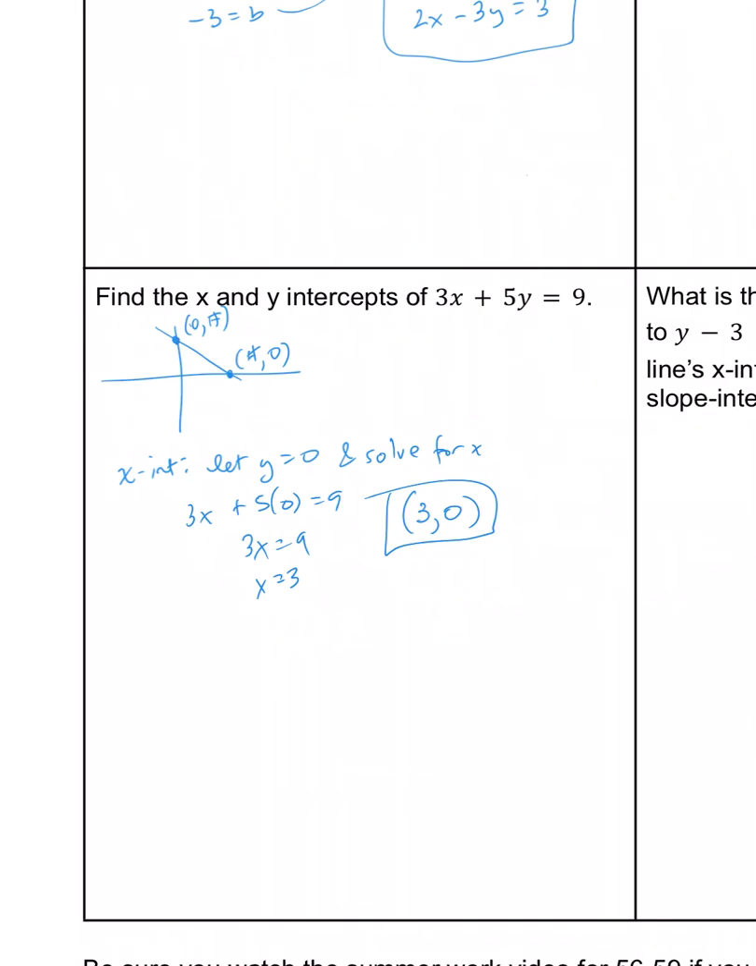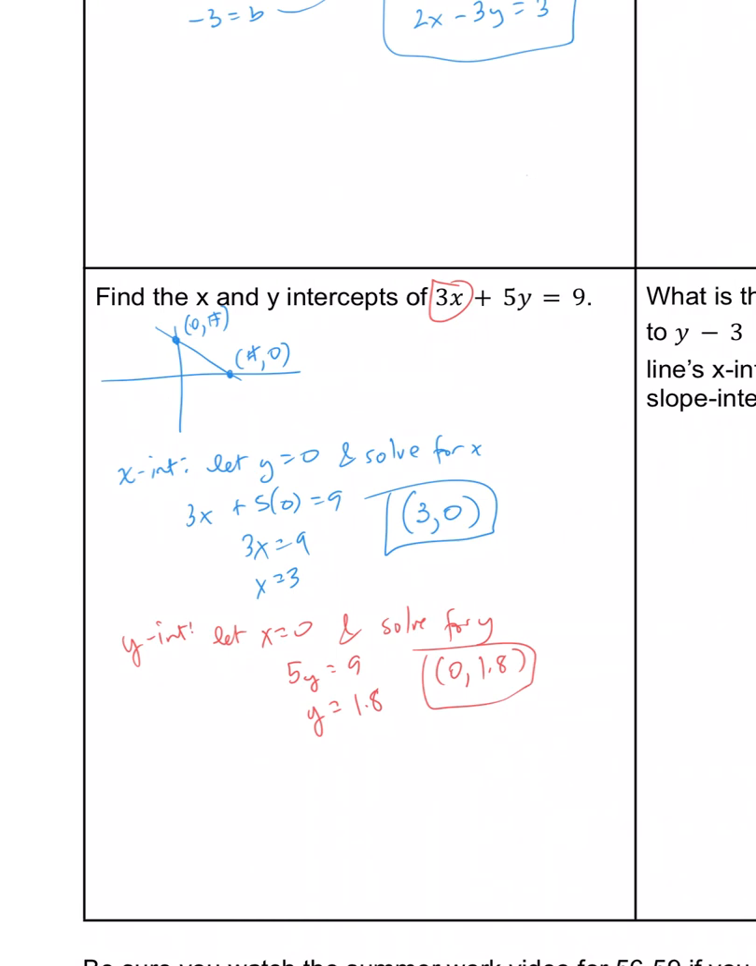Now, I'm going to find the y-intercept. The y-intercept, you let x equal 0 and solve for y. So if I were to let x equal 0, this part would be 3 times 0, which is 0. So I basically have 5y equals 9. So y is 9 divided by 5, which is 1.8. I could write 9/5. I could write 1 4/5. All of those are fine. And remember, I plugged in 0 for x and got 1.8 for y. So the coordinate of that point is 0, 1.8.